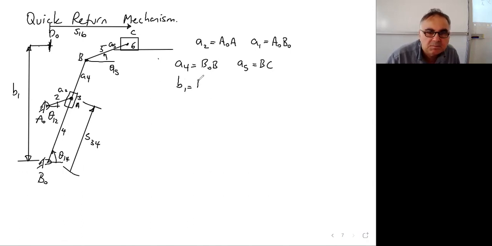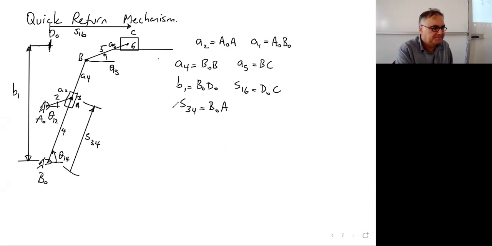B1 is 0. S16 is C. And S134 is B0. So there are two loops here.